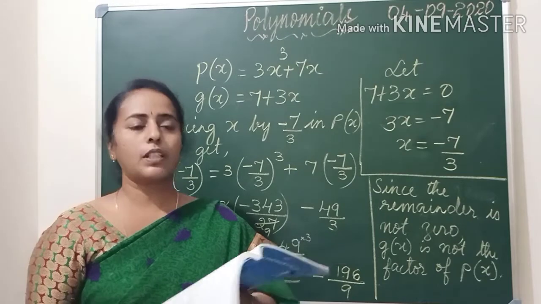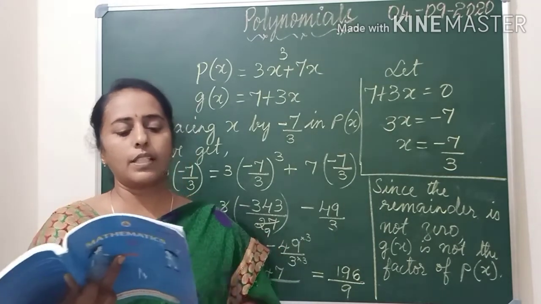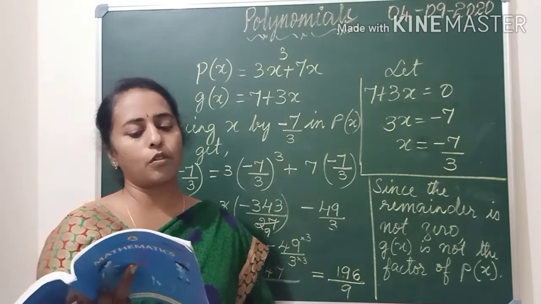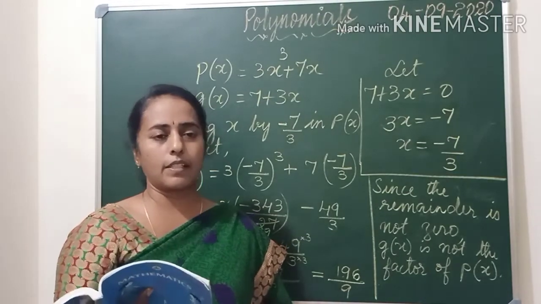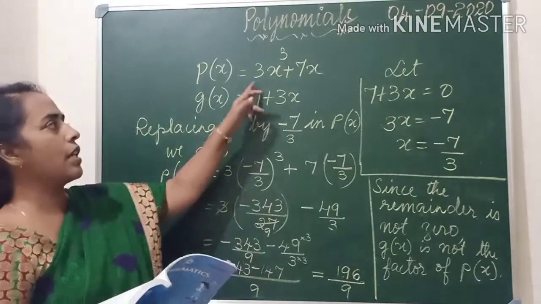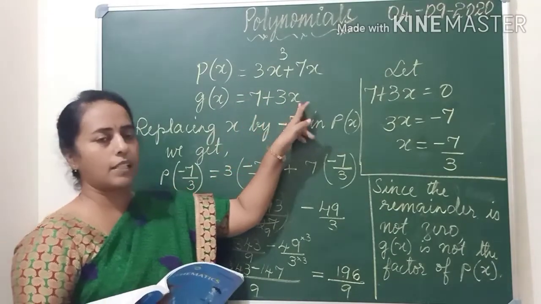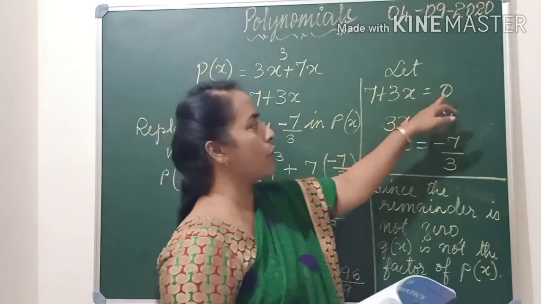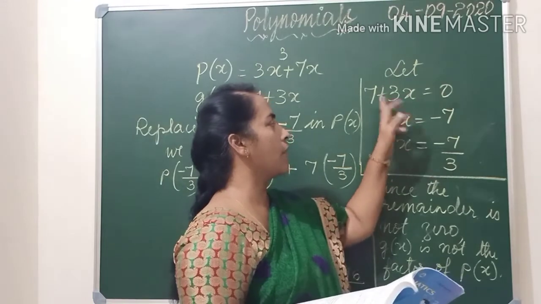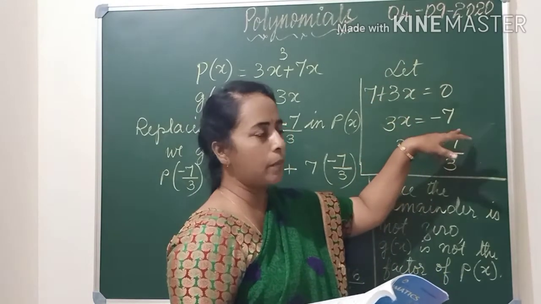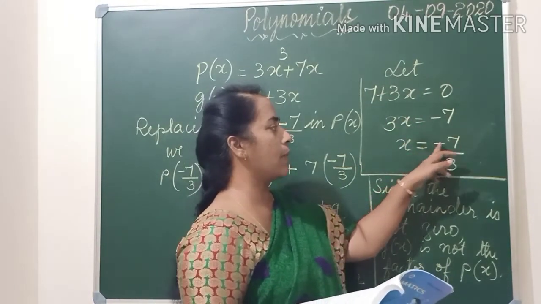Now let's move to the third one. Check whether 7 plus 3x is a factor of 3x cube plus 7x. Here the dividend is 3x cube plus 7x. The divisor is 7 plus 3x. So let us equate this divisor to 0. So that is 3x equals, take this plus 7 that side, it will be minus 7. That is 3x equals minus 7.